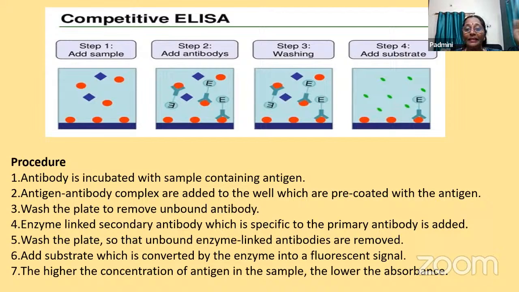You're going to wash it. And then what is the next step? You're going to add an enzyme-linked immunosorbent antibody over there. That is a secondary antibody. The fourth point is that the enzyme-linked secondary antibody, which is specific to that primary antibody, is added. Wash the plate so that the unbound enzyme-linked antibodies are removed. Add the substrate, which is converted by the enzyme into fluorescence over there. So you have a fluorescence signal. The higher the concentration of the antigen present over there, the lower the absorbance. Higher the concentration of the antigen, lower the absorbance.